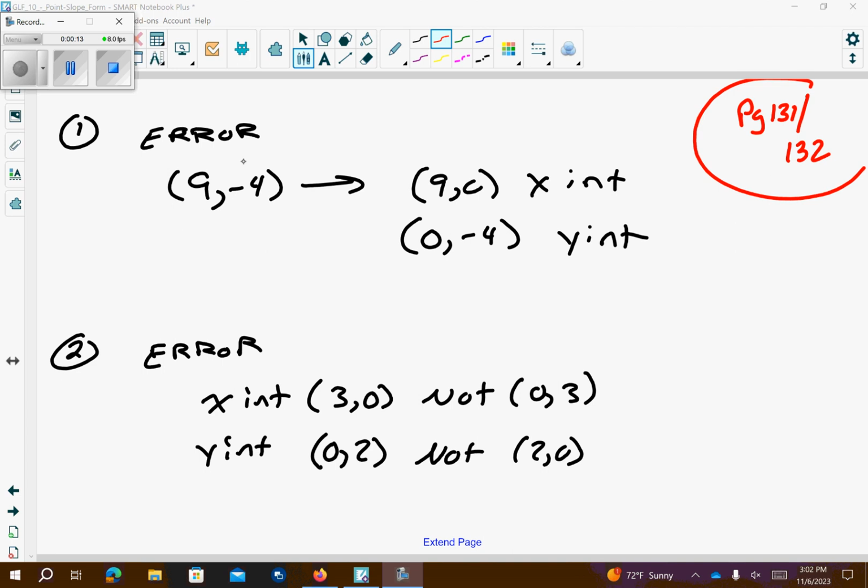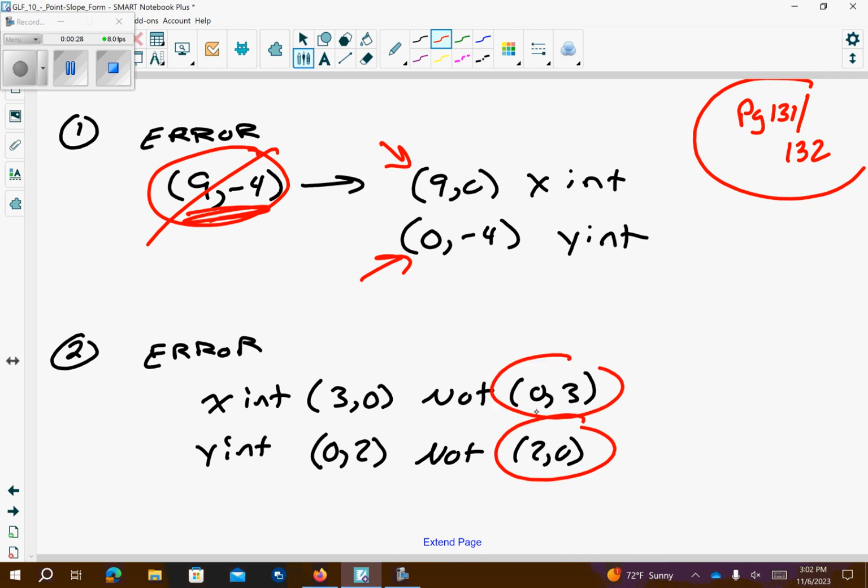So the first one, the error, they gave the answer being this, and that's incorrect. The x-intercept is (9, 0), the y-intercept is (0, -4). They just put them together and that's wrong. The error on this one is they flipped each of them, so these are the correct answers for both of those.